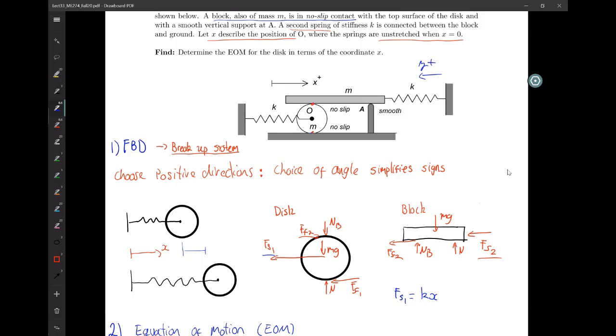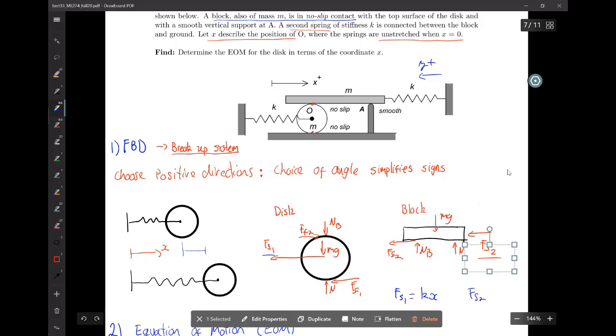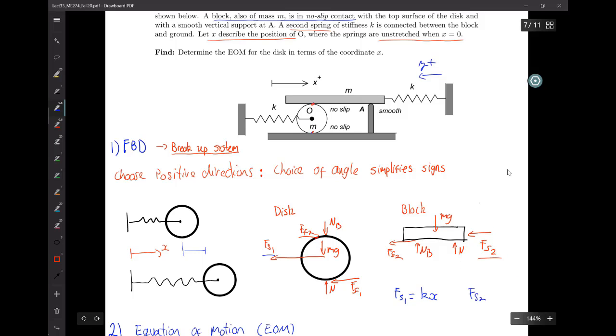So then Fs2, actually, let me do it like this, just because I don't want to confuse it. So then Fs2 is going to be K, Y. Now, we're going to use the signs in the equation. These are just the magnitudes of the forces.